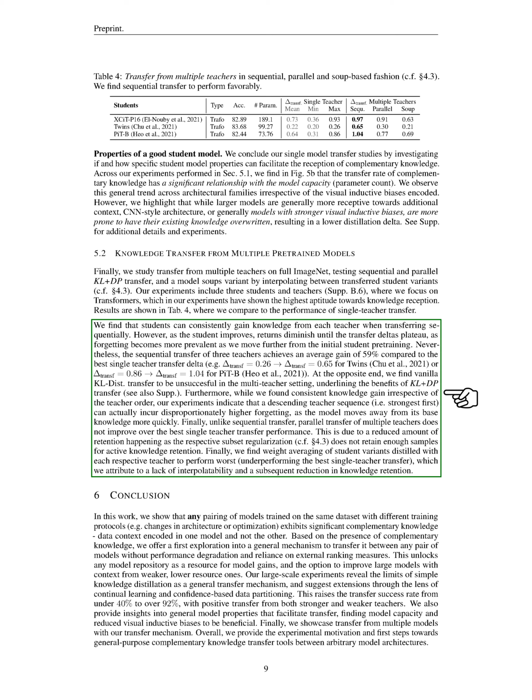In contrast to sequential transfer, parallel transfer from multiple teachers did not improve performance compared to the best single-teacher transfer. This is because the subset regularization did not retain enough samples for active knowledge retention. Lastly, we found that the method of averaging the weights of student variants, each distilled with a respective teacher, performed the worst. We believe this is due to a lack of ability to interpolate and a subsequent decrease in knowledge retention.